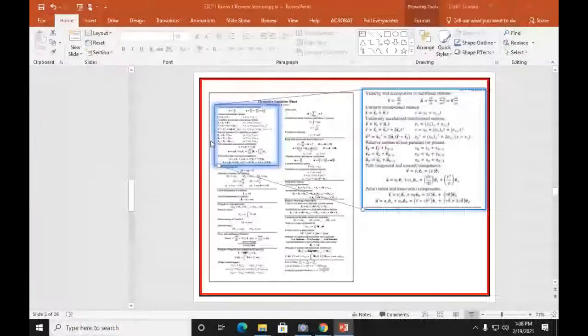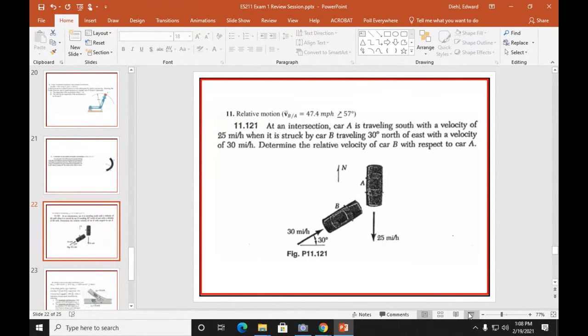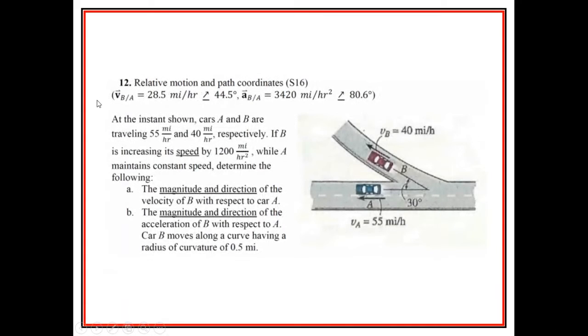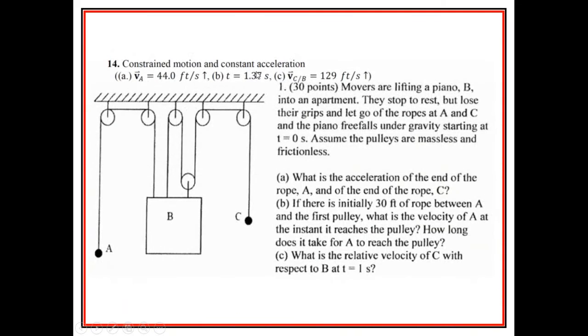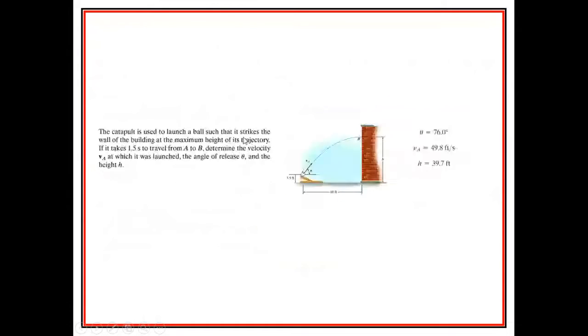This should not be in here. I keep forgetting to move that out of there. So now the numbering is not going to be correct based on the packet, I think. So we have the relative motion. That's an important thing to make sure that we're covering. That should be question number 10 now instead. We have relative motion and path coordinates. We have relative motion just by itself. We have constrained motion and constant acceleration. So those are the problems that we have in the packet.